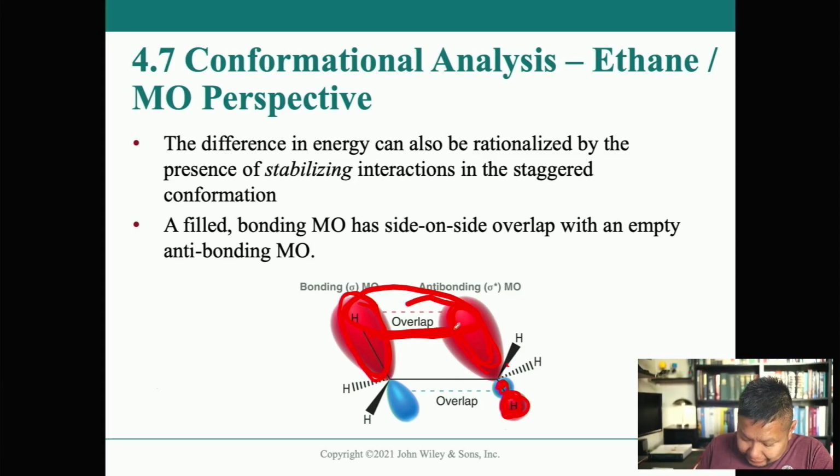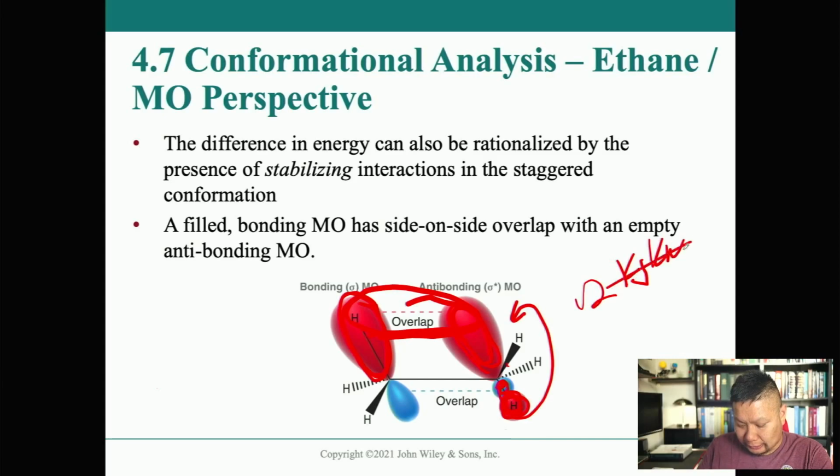But if you rotate this around and put a bonding molecular orbital there, what happens? Now you have two bonding molecular orbitals right next to each other, both filled with electrons. They're going to be repulsing each other like crazy. So crazy, it's 12 kilojoules per mole. Crazy. That's how I say kilojoules per mole. Crazy, right?